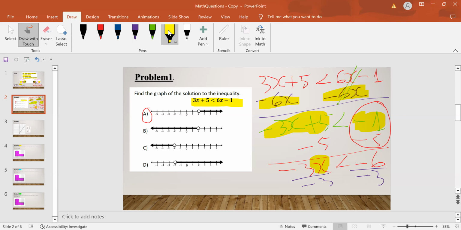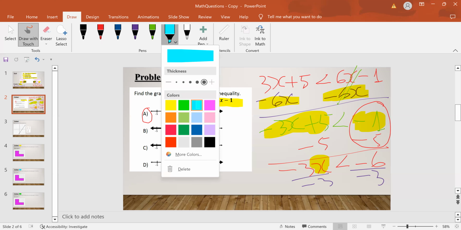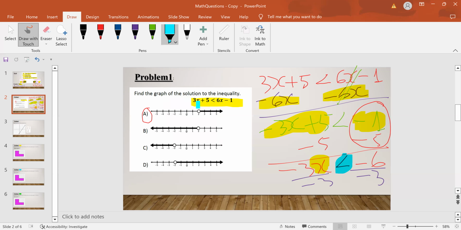Okay, before I continue, remember, there is a rule saying that every time you divide an inequality by a negative number, we switch the symbol. So this is going to switch. It will no longer be less than, but greater than. Okay, I got it. That means what?